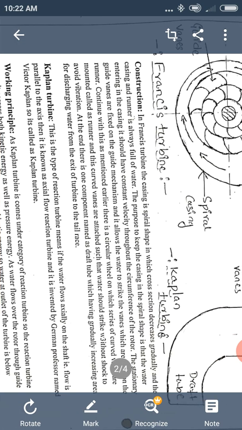At the end, there is one component named the draft tube, which has a gradually increasing area for discharging the water from the exit of the turbine to the tail race.